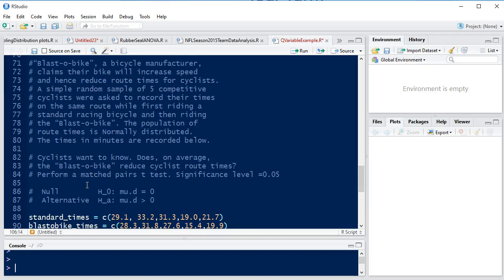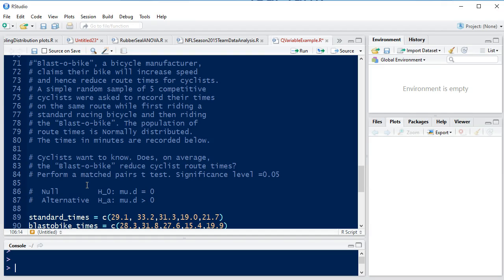In this example, we're going to use the software RStudio to calculate a matched pairs t-test. In this scenario, it says Blastobike, a bicycle manufacturer, claims their bike will increase speed and hence reduce route times for cyclists. A simple random sample of 5 competitive cyclists were asked to record their times on the same route while first riding a standard racing bicycle and then riding a Blastobike.